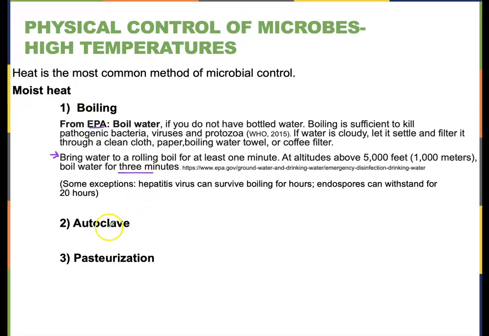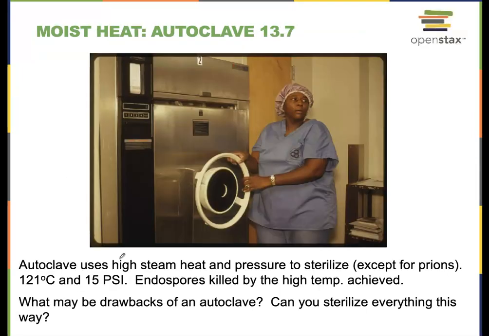Moist heat also includes the autoclave and also pasteurization. So let's take a look at those two. So the autoclave is a device that every single lab that works with microbes, or a medical office or clinic that needs to sterilize anything, will have an autoclave. It's basically kind of a big pressure cooker. It uses high steam heat and pressure to sterilize, and it reaches a temperature of 121 degrees Celsius, 15 pounds of pressure per square inch.